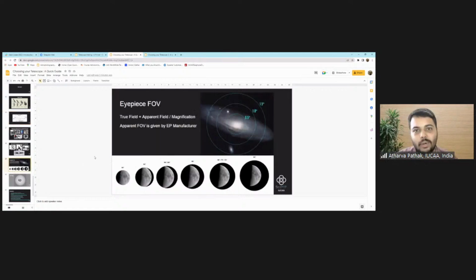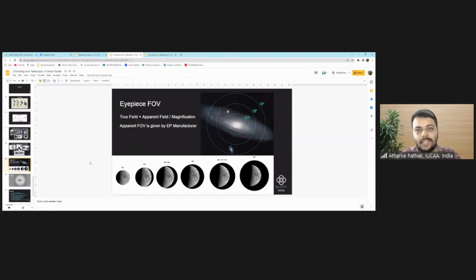Now, field of view is another important factor that Samir already covered. I'm just revisiting it because I'm going to use these terminologies, so I don't want you to get confused. The field of view of the eyepiece is often given by the manufacturer. When you buy an eyepiece, the manufacturer will tell you the apparent field of view of the eyepiece. It can be 40 degrees, 80 degrees, 60 degrees, depending upon the type of the eyepiece you choose. If you don't understand the different types of eyepieces just yet, don't worry. We will discuss more in the next session.